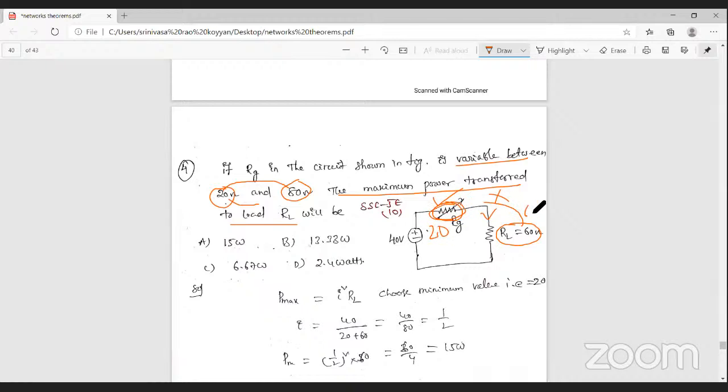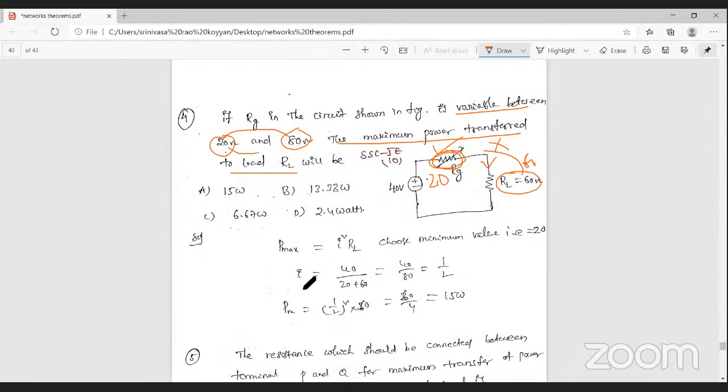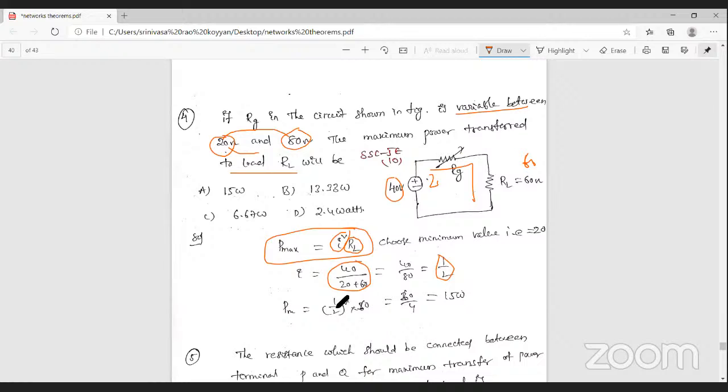Here the load is 60 ohm. Then what is the maximum power transfer to this RL load? That is, maximum power is equal to I square into RL. That RL is constant, already given. What is the value? 60 ohm. To find out the current I, what is the current passing through this network? That is 40 by 20 plus 60. 40 by 20 plus 60. Then the current is 1 by 2. So 1 by 2 whole square into the load resistance 60.